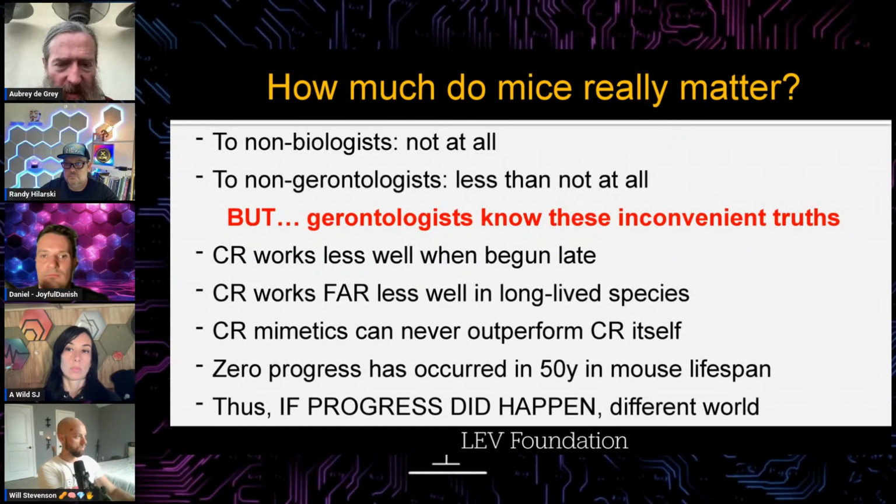So coming back to mice again for my final comment here, the thing about mice is it's insane how little progress has been made, even in mice, in the past 50 years in terms of extending their life. And this is something that, of course, most of my colleagues desperately sweep under the carpet because they want to pretend that they're making progress in order to carry on getting funded.